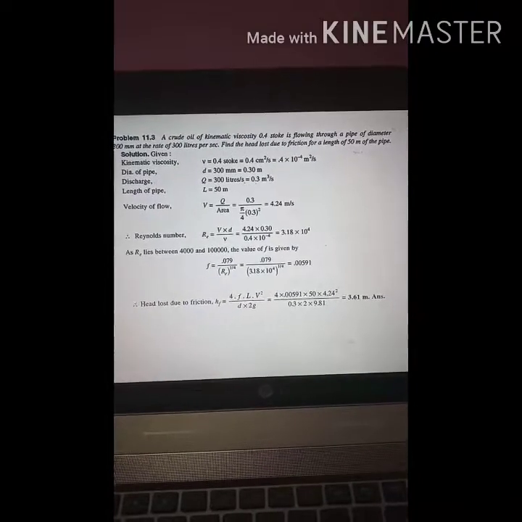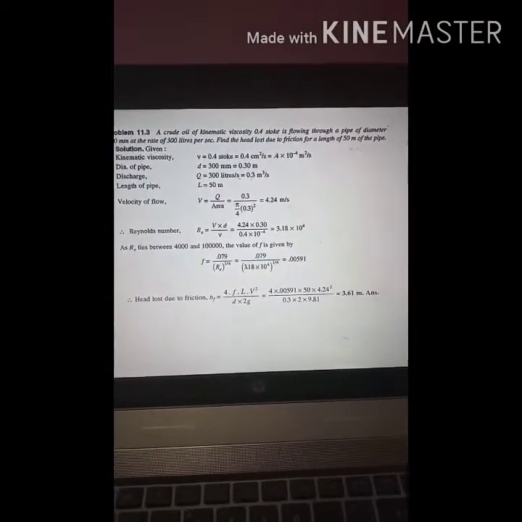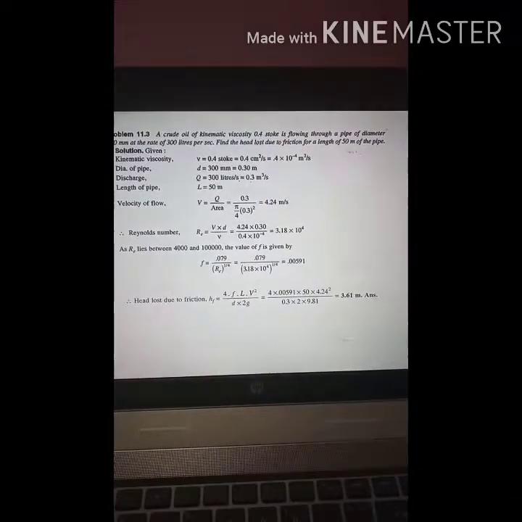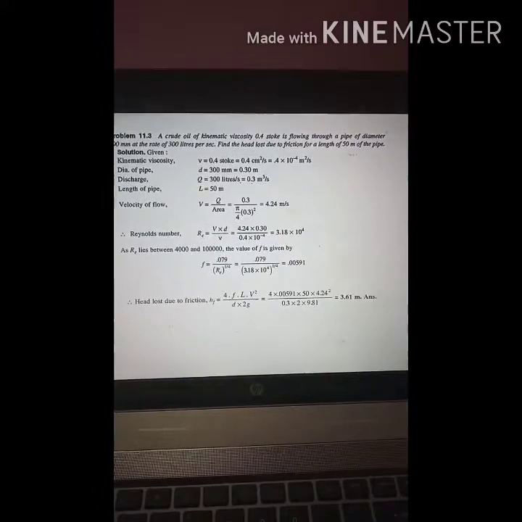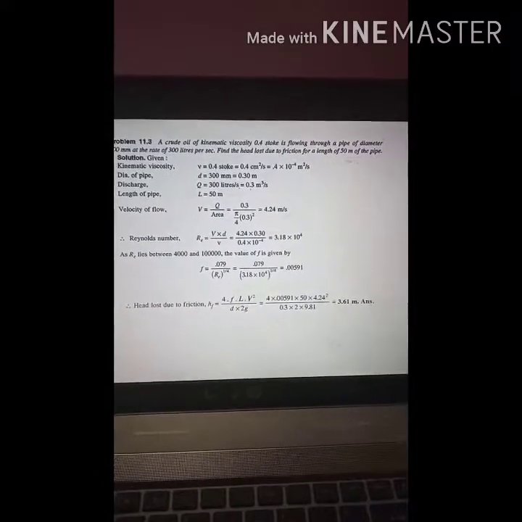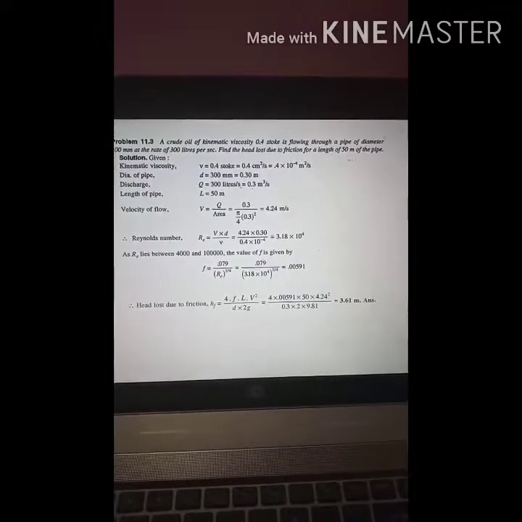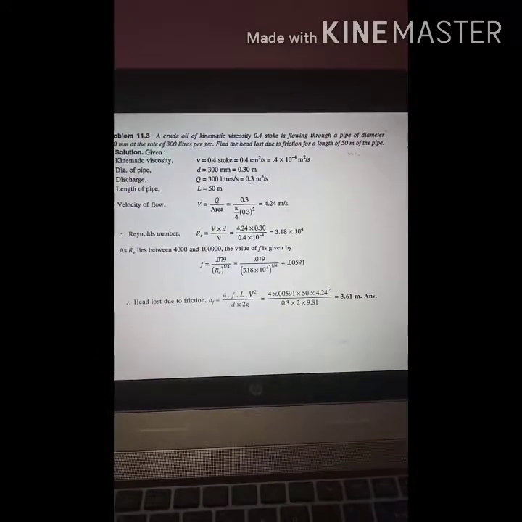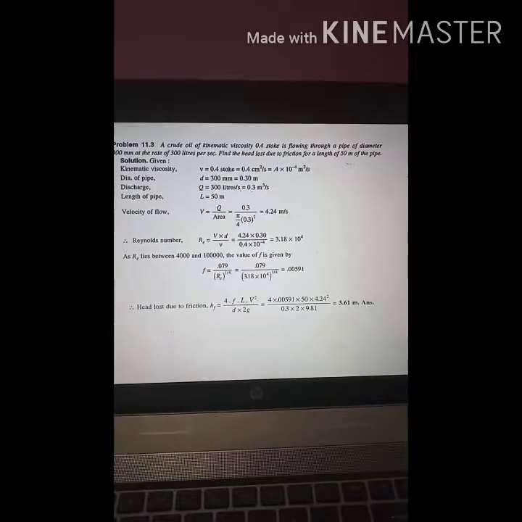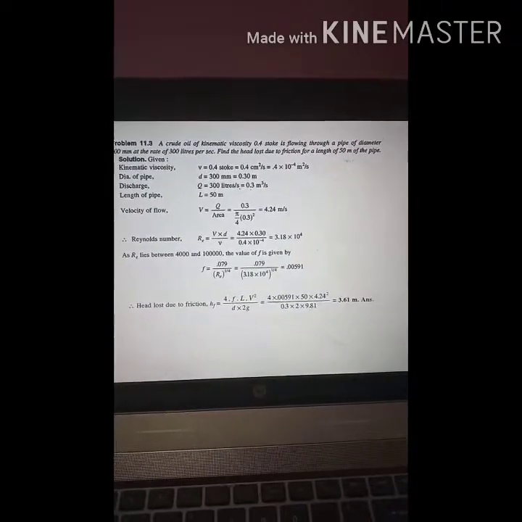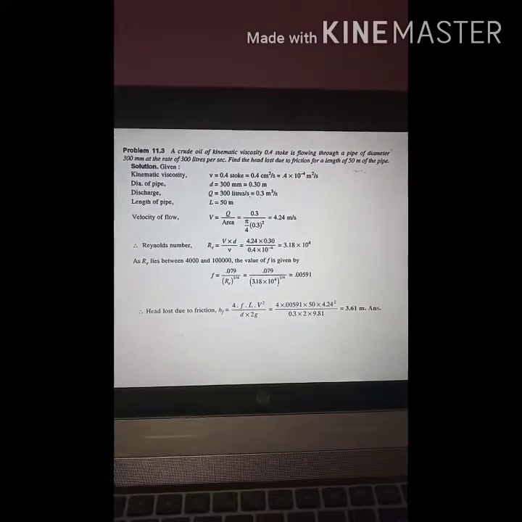Putting the value of Reynolds number in that formula, you will get the value of coefficient of friction as 0.00591. Putting this value of coefficient of friction in the formula HF is equal to 4FLV square upon 2GD, you will simply get the value of HF, loss of head due to friction. So there is a loss of head of 3.61 meters. So this is the answer for the second numerical. I hope the numericals on major loss are clear now.